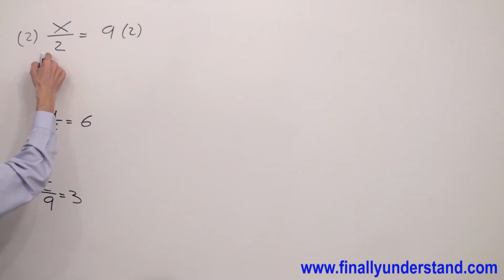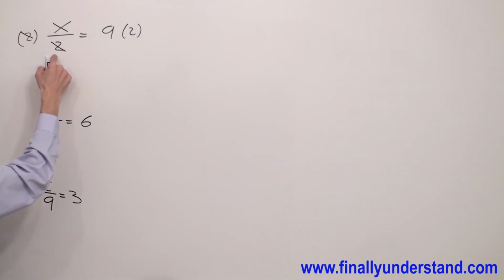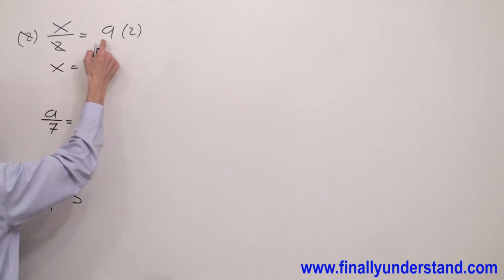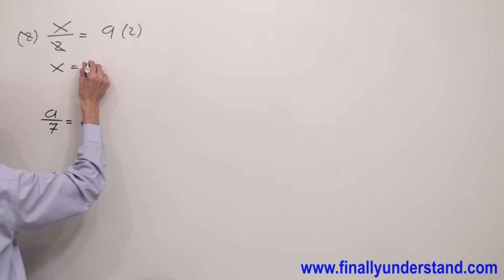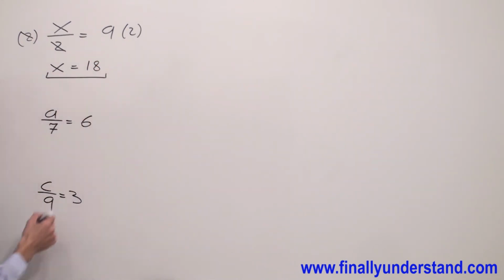2 and 2 will cancel out because 2 divided by 2 is equal to 1. And I have x equals 9 times 2 equals 18. And this is the solution to my problem.